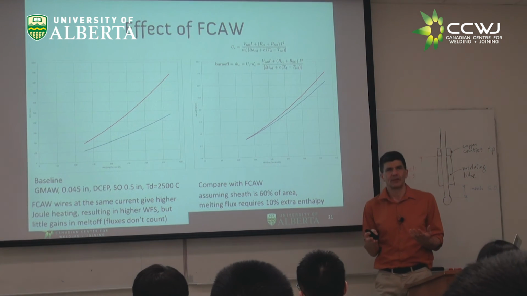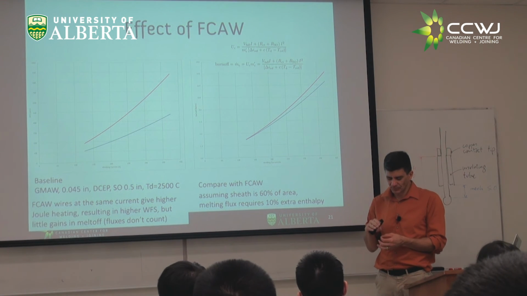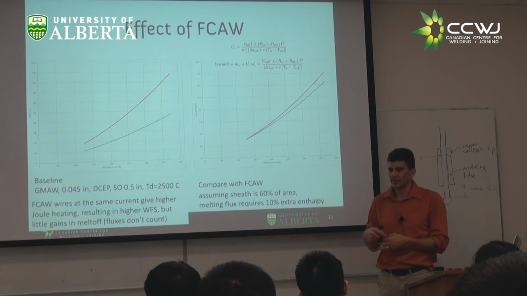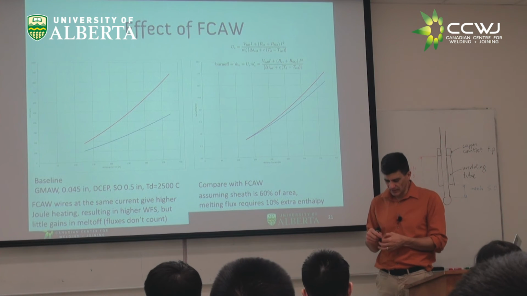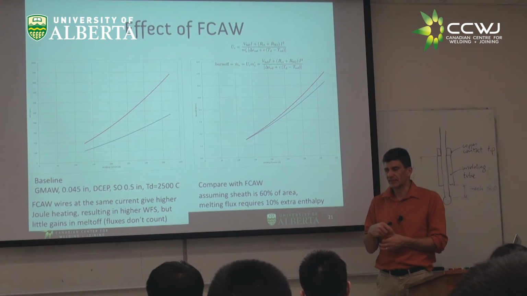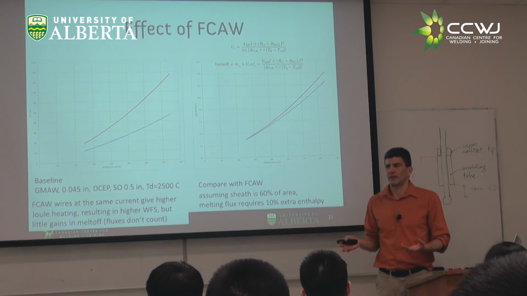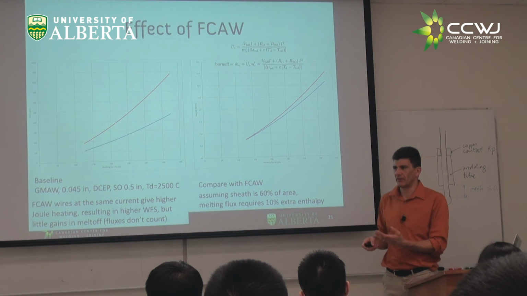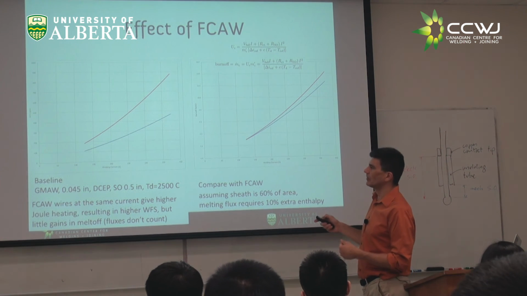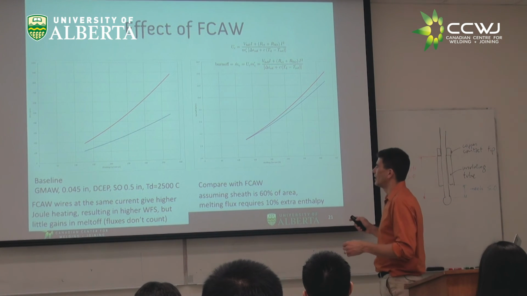Flux core is funny. If I have flux core, I have fluxes inside. So there are two things that happen. One is we have higher resistance, so we have more joule heating. But also, we're melting less metal. If we melt less metal, we can go faster. So flux core tends to run faster than MIG. No big news, everybody knew.